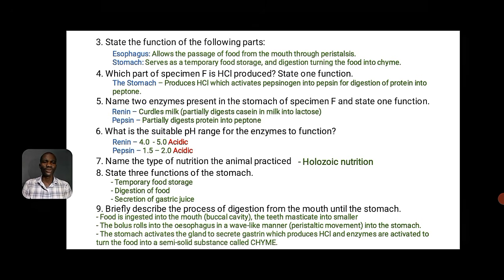So the stomach activates the gastric gland to secrete gastrin, which produces HCl, and enzymes are activated to turn the food into a semi-solid substance called chyme.